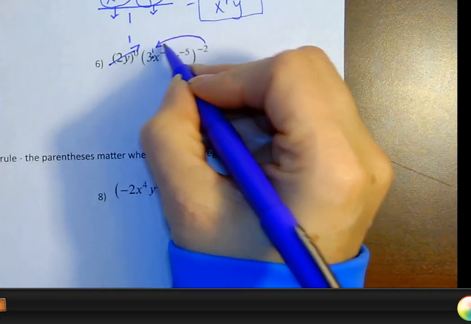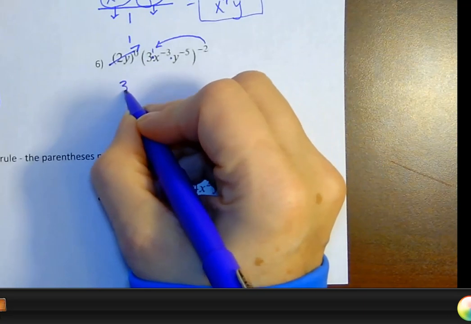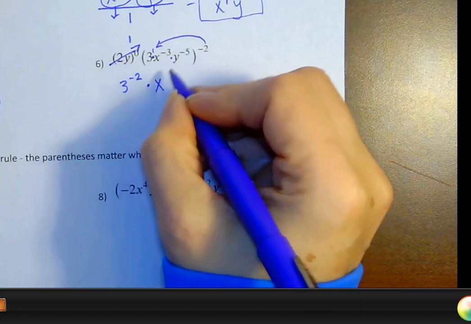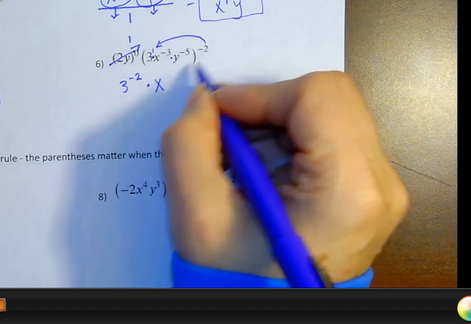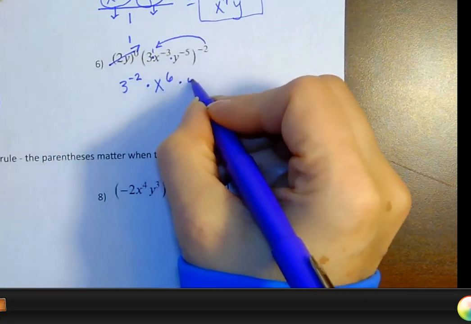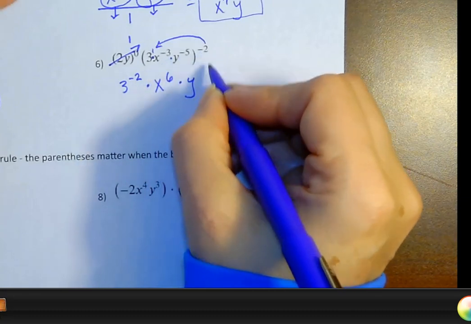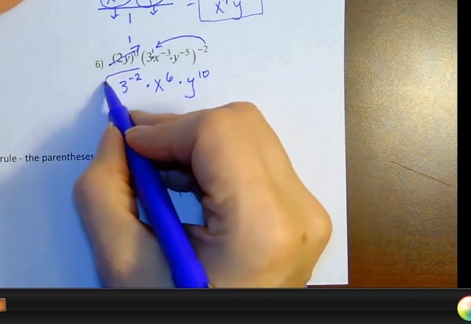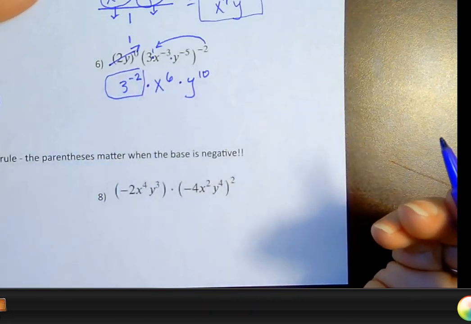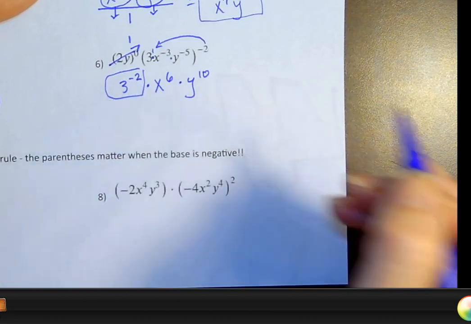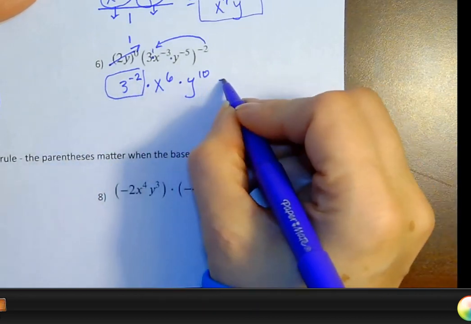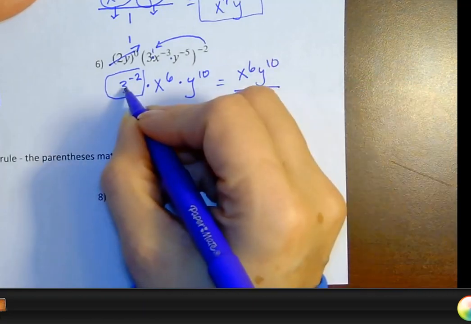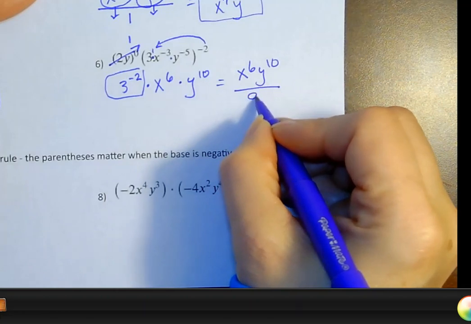Let's distribute negative 2. 3 to the 1 times negative 2 becomes 3 to the negative 2, times x to the negative 3 times negative 2 becomes positive 6, times y to the negative 5 times negative 2 is positive 10. All right, so at this point, I only have one guy who is negative and needs a change of location, right? It's the negative exponent that I'm ever worried about. So this equals x to the 6th, y to the 10th, over 3 squared. 3 squared is 9. We're going to leave it like that.